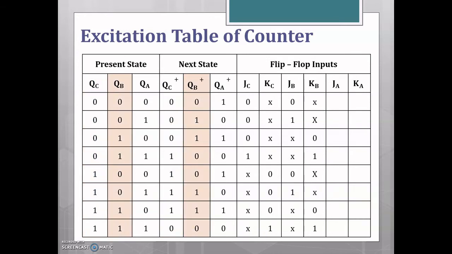For JB and KB, use QB and QB+. And for JA and KA, use the present state QA and the next state QA+. Once the excitation table of the counter is derived, the next step is to plot the values of the inputs in the K-map and then simplify them.